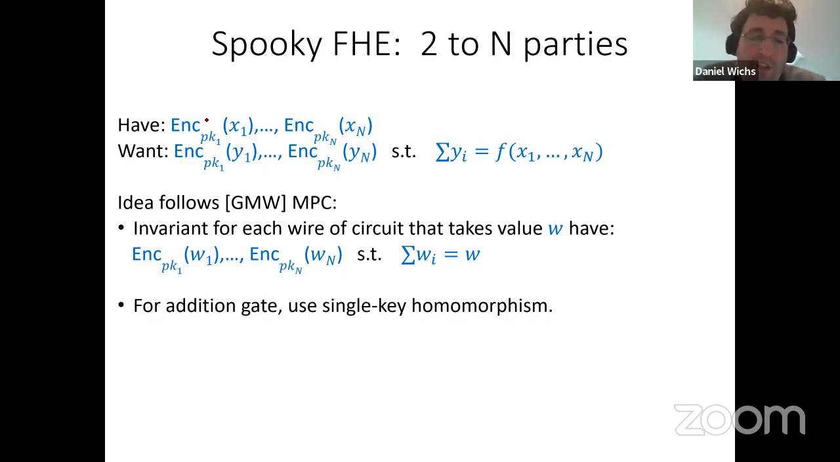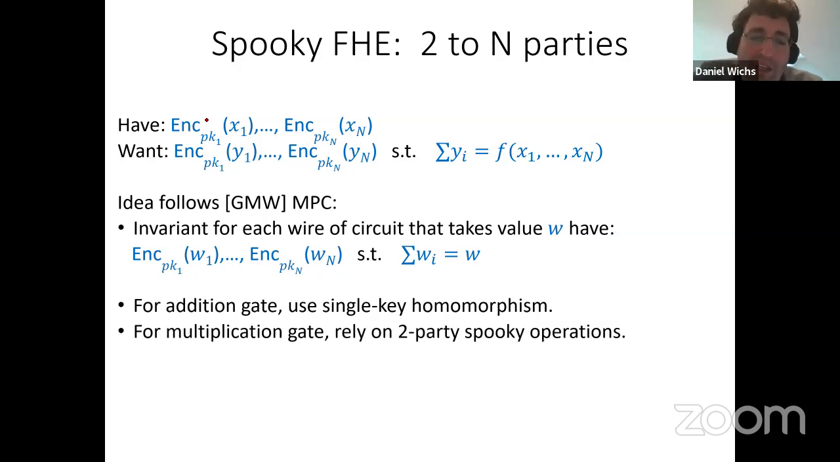If I have an addition gate, then I'm just going to use single key homomorphism. I'm going to use the fact that this encryption scheme is additively homomorphic in the single key setting. So I'm going to take all these encryptions of all these wire values and add them up component-wise.